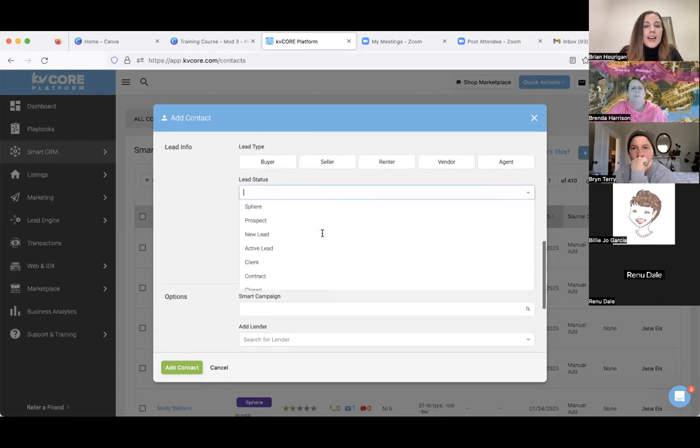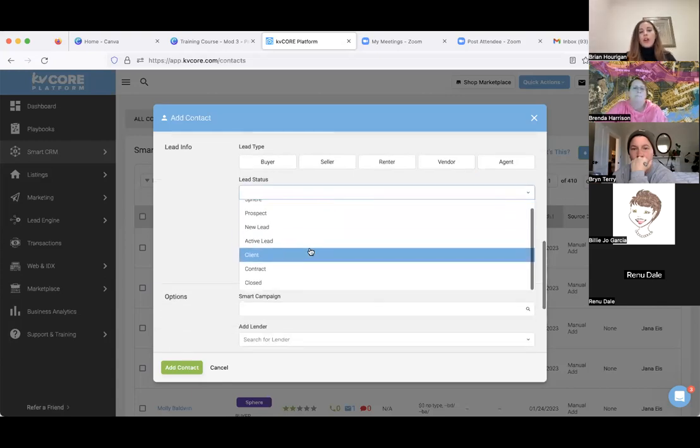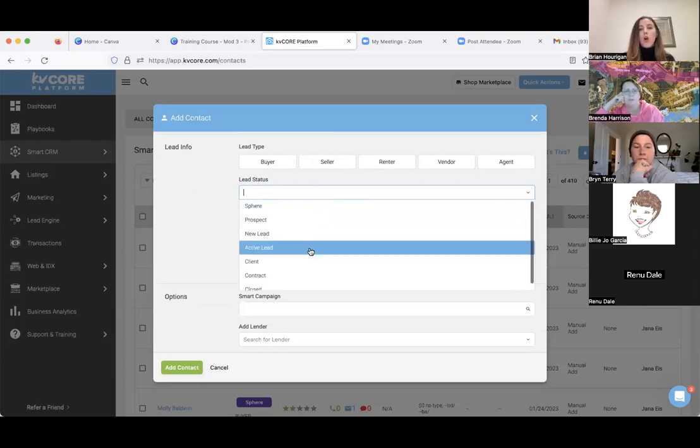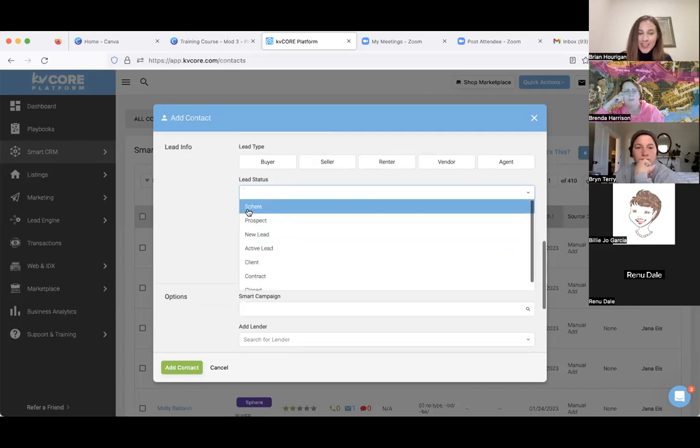You will add a status. Now, this is where KvCore gets a little tricky. And I will say, I don't have a one size fits all. I don't have a hack for you. When it comes to organizing where your leads fall and how you coordinate that, it's totally up to you. But my advice would be pick one or two and stick with it, right? So people that are in my SOI are obviously going to be my sphere.